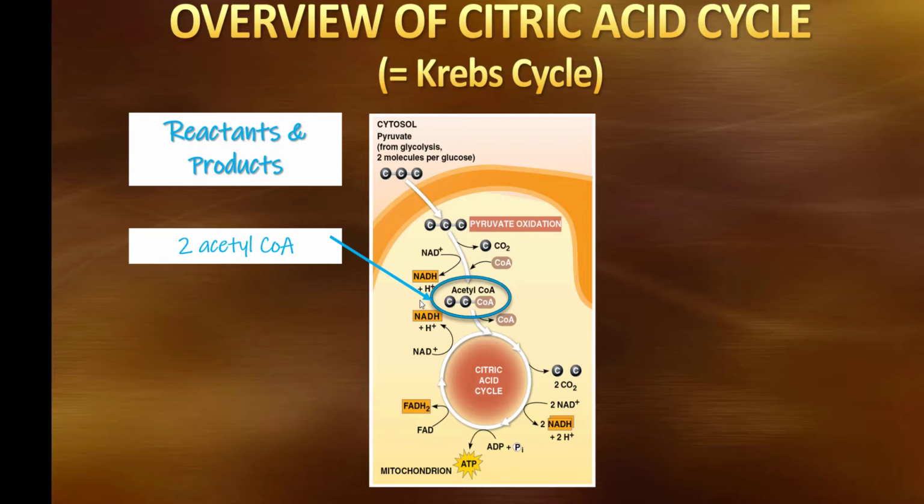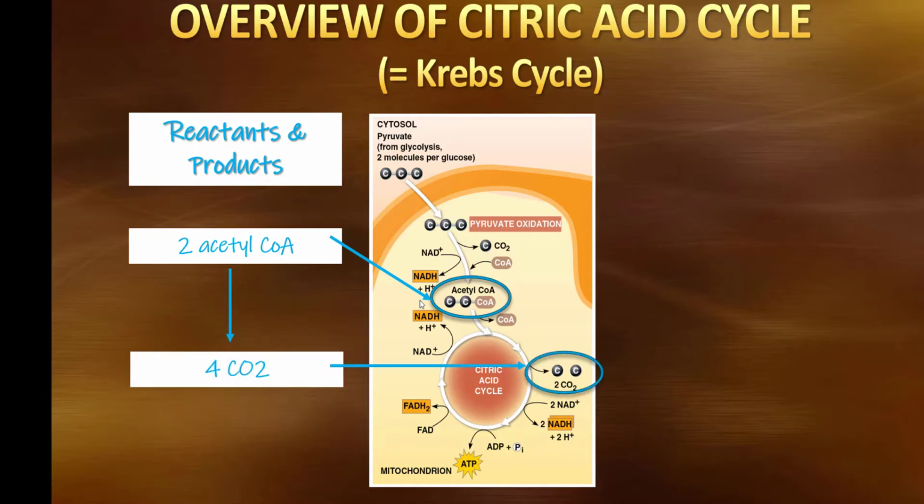So we're looking at this in terms of 1 molecule of glucose. We had 1 molecule of glucose, we had 2 pyruvates. From those 2 pyruvates, we made 2 acetyl-CoA. That's what we're sending into the citric acid cycle. So that's a reactant. And we're going to end up with, at the end of this cycle, 4 carbon dioxides. Remember, each one of these is 2 carbons.